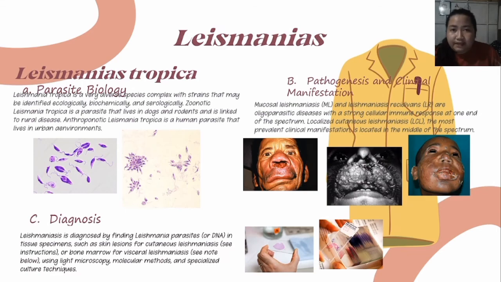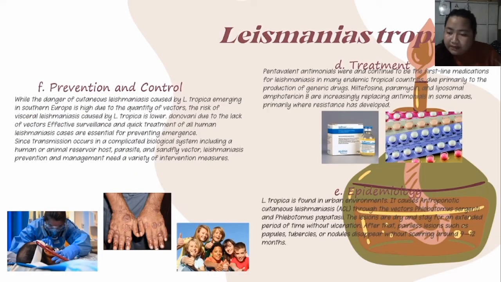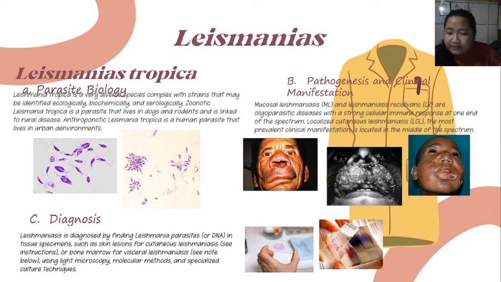Next is diagnosis. Leishmaniasis is diagnosed by finding Leishmania parasites or their DNA in tissue specimens, such as skin lesions for cutaneous leishmaniasis or bone marrow for visceral leishmaniasis, using light microscopy, molecular methods, and specialized culture techniques.